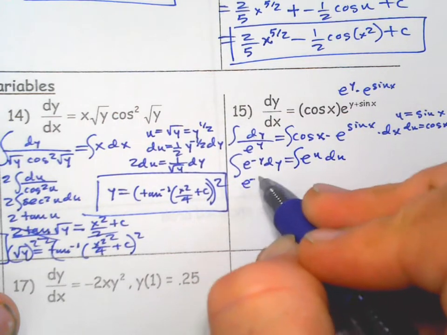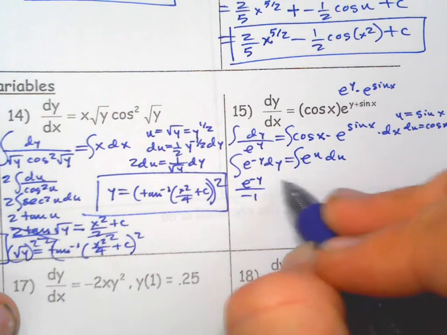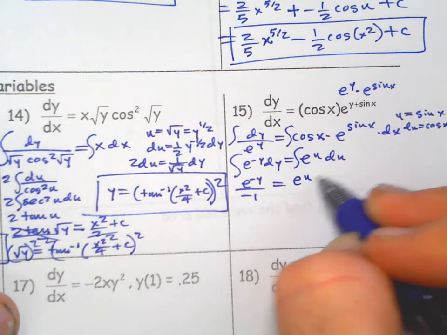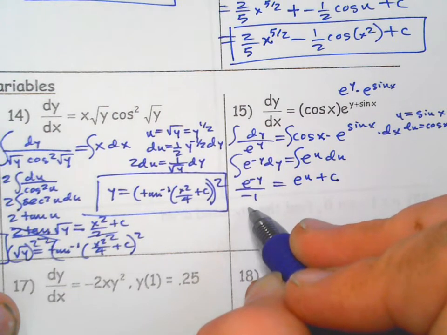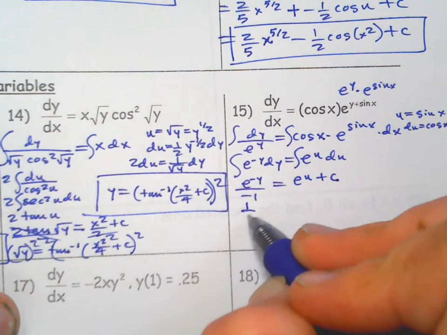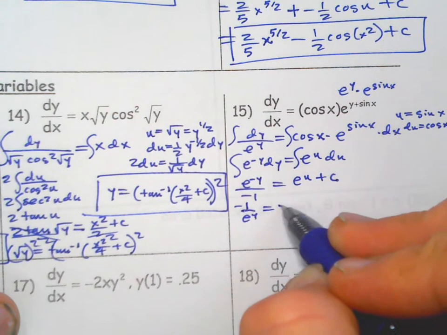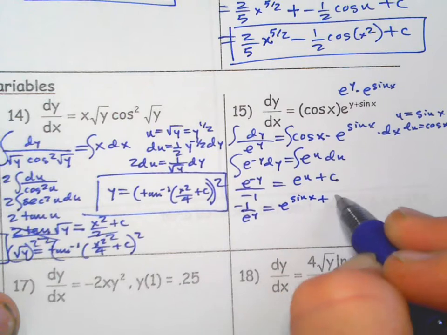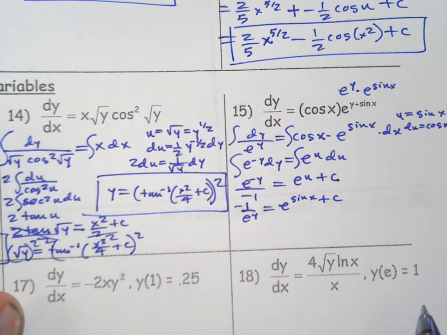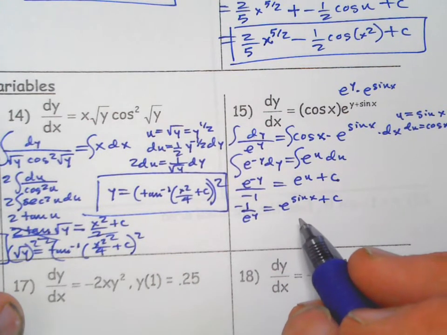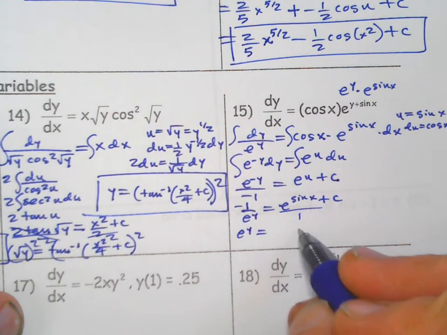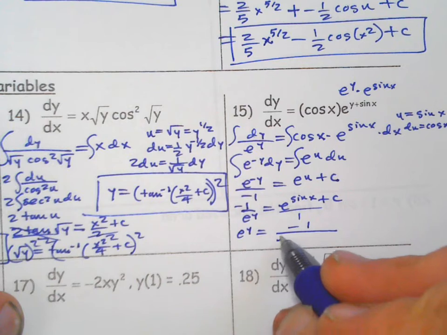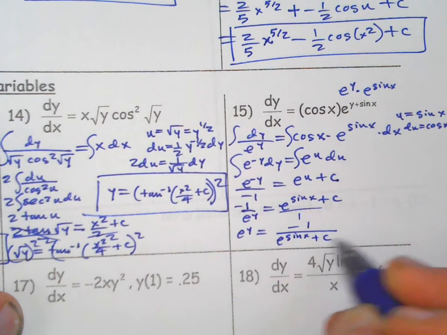So this is going to be e to the negative y over negative 1. That's a chain rule. This is going to be e to the u plus c. Now, I can rewrite this as 1 over e to the negative y equals e to the sine x plus c. I think I'll get rid of the negative for sure. And then maybe flip both sides. I mean, this is one way you could do it. And then you take natural log of both sides.